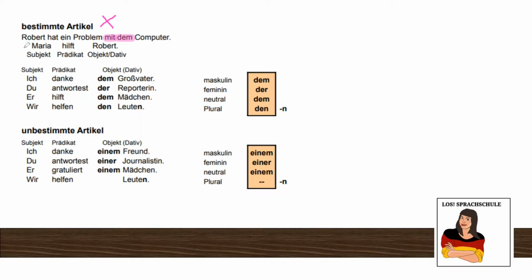Another example, Maria hilft Robert. Maria helps Robert. Here also we have a verb that requires dative, but in this case, it's not visible because when you have a name, we usually don't say an article. We don't say Maria hilft dem Robert. It sounds like baby language. We don't say it. But we need to know it is an object and it is dative.